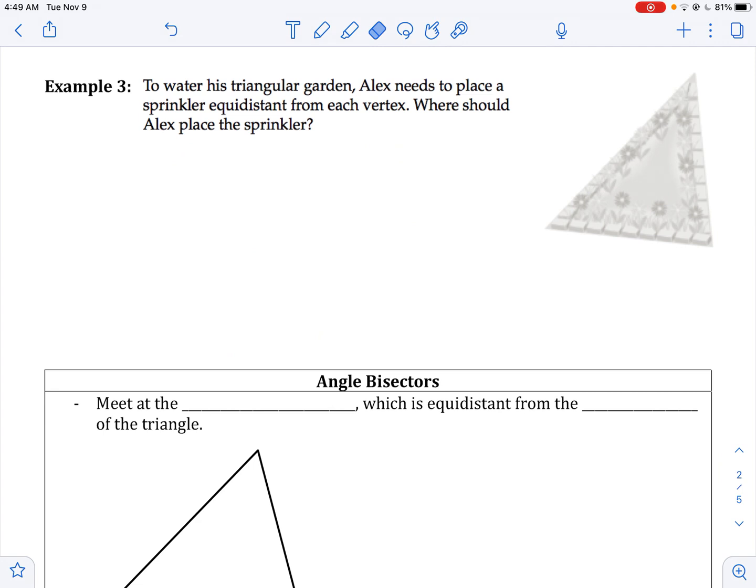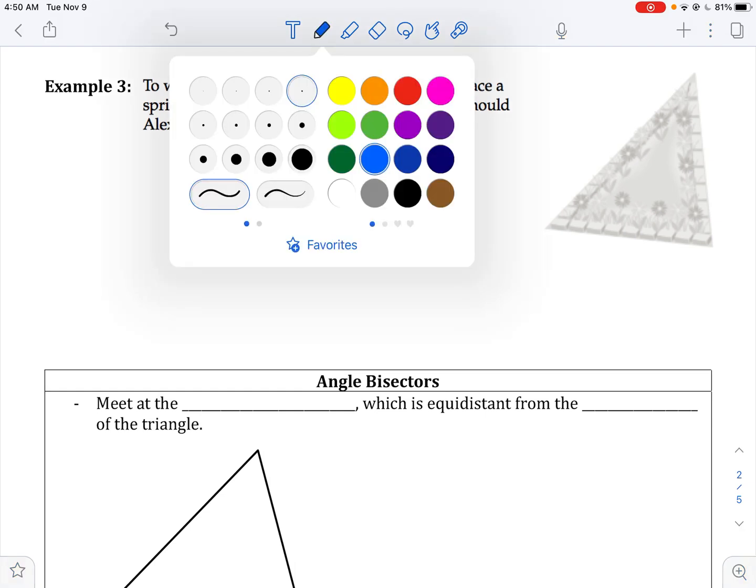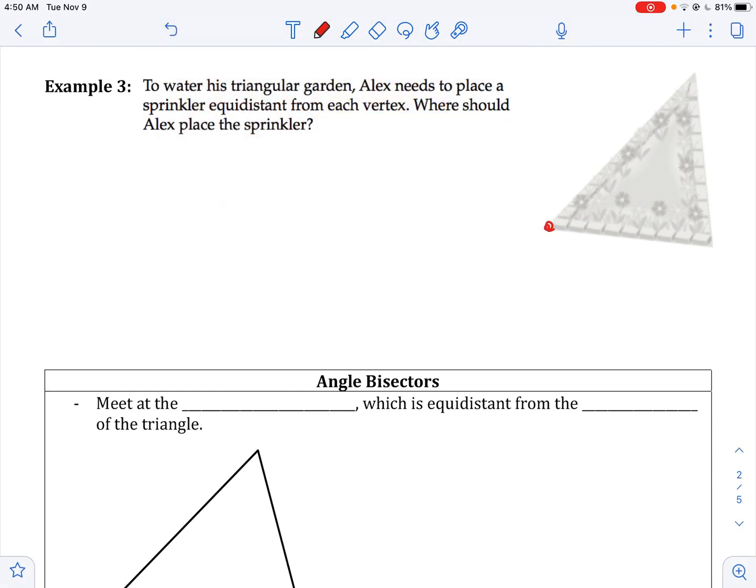Alright, example 3. To water his triangular garden, Alex needs to place a sprinkler equidistant from each vertex. Where should he place the sprinkler? Well, what point is going to be equidistant from the 3 vertices of a triangle? I'll give you a minute to try this one on your own. Again, pause the video and then unpause when you're done to check your work.